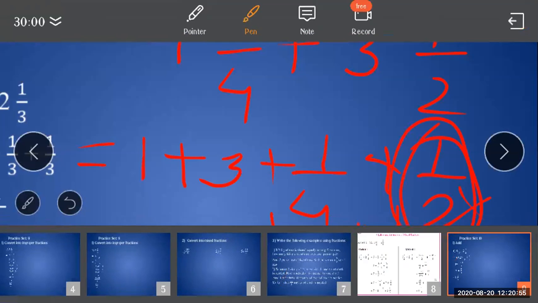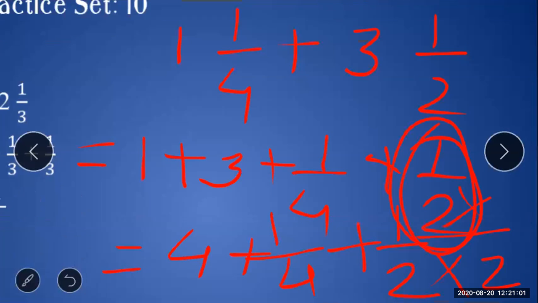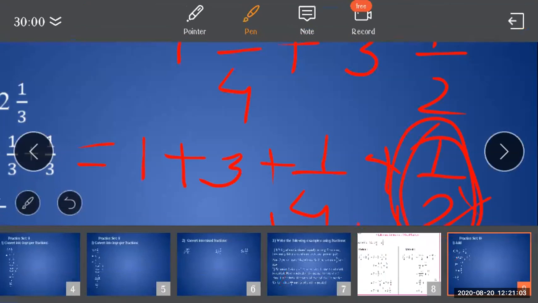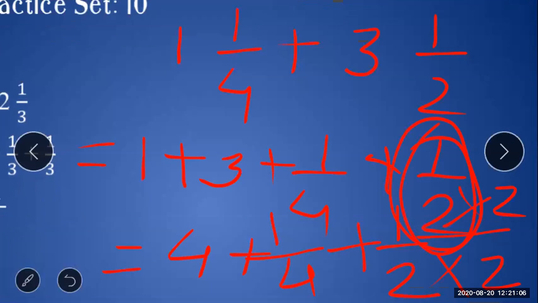Wait a minute. Copy down this so that I can rub it and continue with the sums. Copy down this one. So I'm further doing the sums.